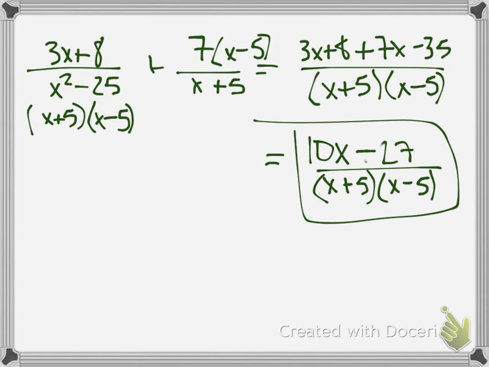And over the x plus 5, x minus 5. And again, I want that in factored form. There is no reason for you to give me that answer as x squared minus 25 on the denominator.